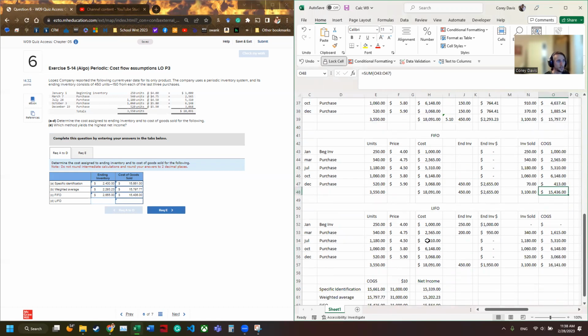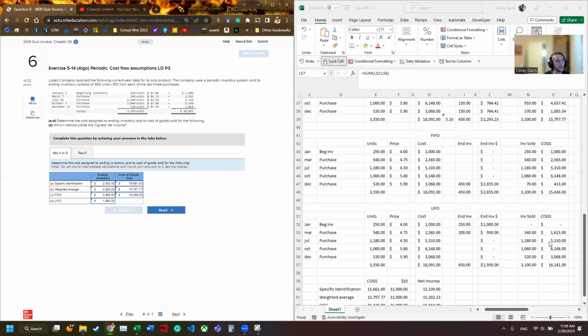And then it's going to be the opposite here, but we can't take 450 out of our beginning inventory. So we do have to take some out of our first purchase, because last in, first out. We're assuming that we sold all of these 500 and all of these up until, you know, up here where we're having some ending inventory. So 250 plus 200 gives us the total of 450. And then we're basing our ending inventory prices off of these. So we have an ending inventory price of $1,950.